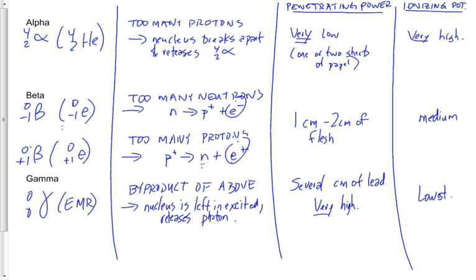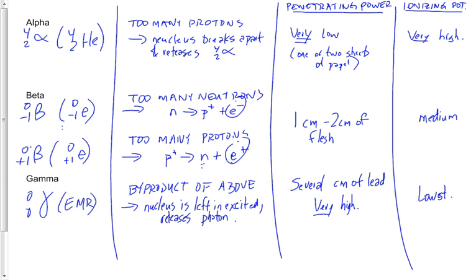If you had to be exposed to one of these things, what would you want to be exposed to? It all depends upon context. Sometimes it would be most advantageous, or least disadvantageous, to be exposed to gamma. Sometimes it would be least disadvantageous to be exposed to alpha. It just depends upon context.